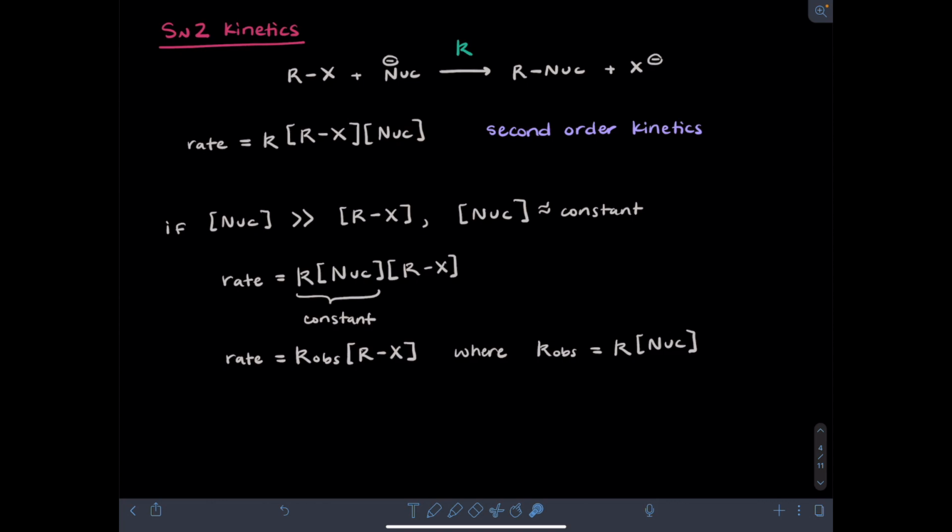I could lump this concentration of nucleophile term in with the rate constant and define a new term K-obs, the observed rate constant, where K-obs is equal to the actual rate constant times the concentration of nucleophile. Notice that the alkyl halide term is unaffected by this. These conditions, with a large excess of nucleophile present, give us pseudo-first-order kinetics. So my rate is still dependent on one concentration term to the first power, and everything else has been combined into the observed rate constant.